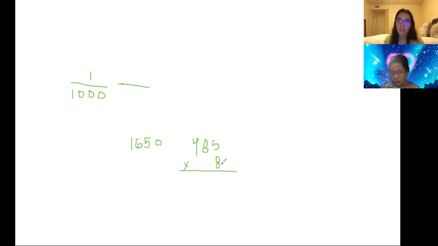Okay, so 8 times 5 is 40. So you regroup the 4. Mm-hmm. And then 8 times 8 equals 64, and then you add the 4 equals 68. And then 4 times 8 equals 32 plus the 6 equals 38. Yes. So 38, right? So this is how much she had when she packed it all into the jars, right?